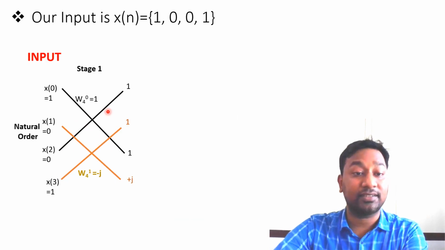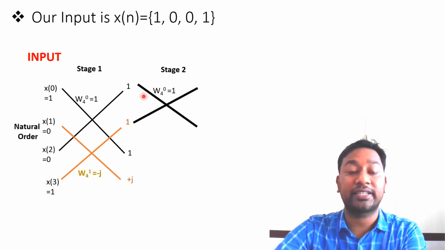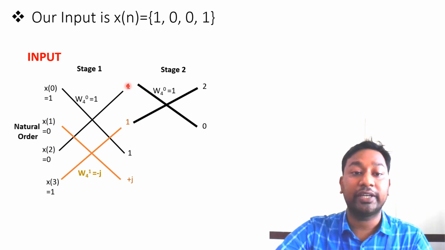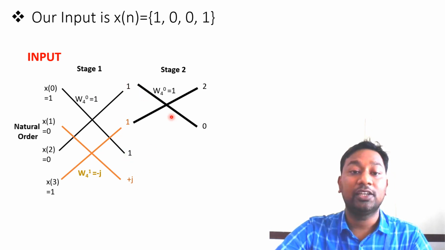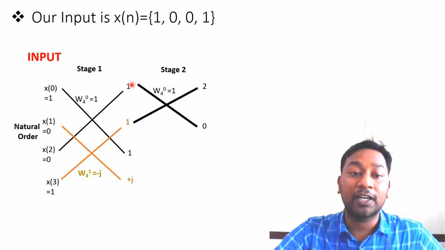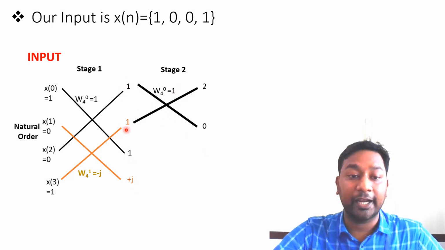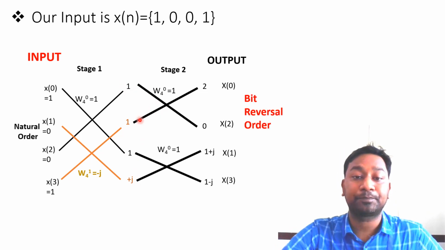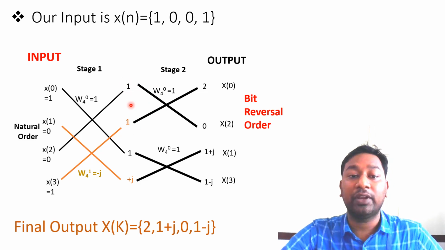Now coming to the second stage. The output of stage 1 is the input of stage 2. So the output of stage 1 is 1, 1, 1, j. Stage 2 is also associated with 2 butterflies, but here the first input is connected with the second input, and the third input with the fourth input. For the first butterfly of stage 2, the inputs are 1 and 1, so the output is 1 plus 1, that is 2.